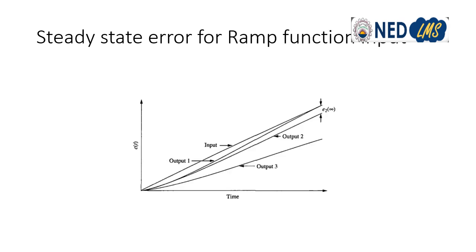This is for the ramp function input. Ideally, if this is the input and we have multiple outputs, the difference between the input and the output is called the steady state error. When the system has a constant output value, if we extend this line, we see that this is the constant value, or the system becomes stable. After that point, as time t tends to infinity, this is called the steady state error.